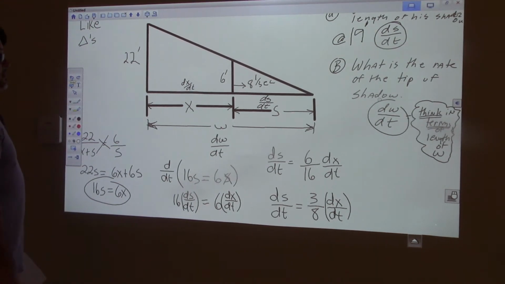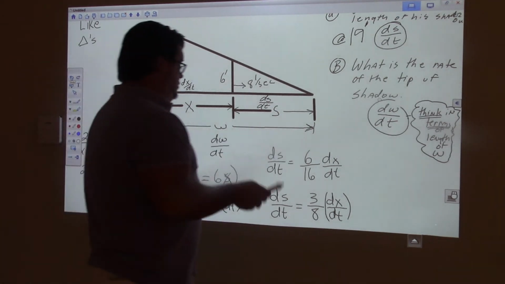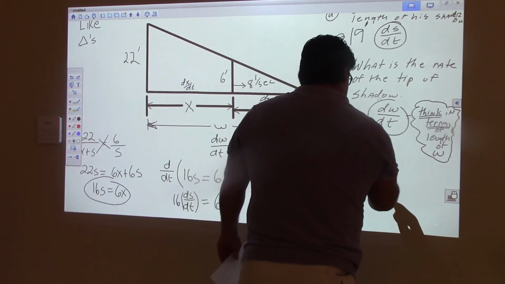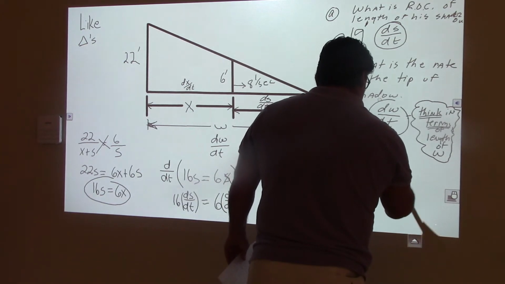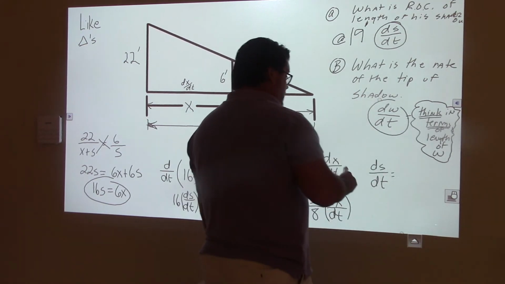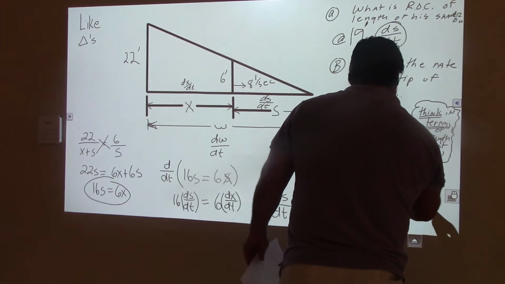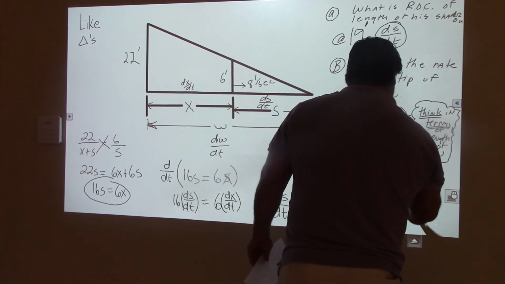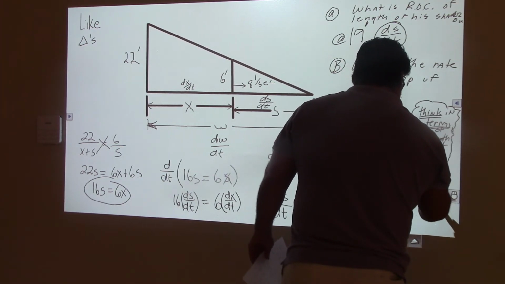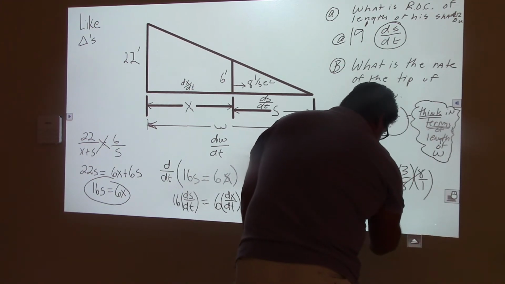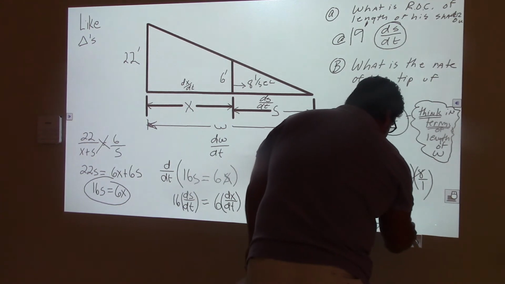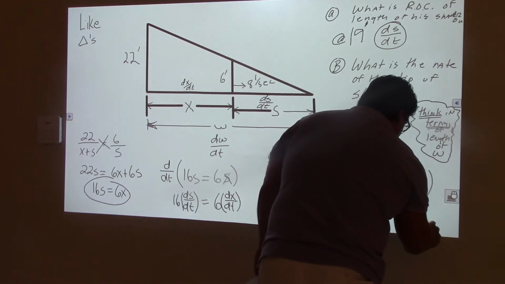I'm not fussing, because at least it's not making funny little marks. So ds/dt, at least I know that I'm not going crazy. ds/dt is 3/8 times 8 over 1. I need y'all to get your calculators out. ds/dt is equal to 3 feet per what?